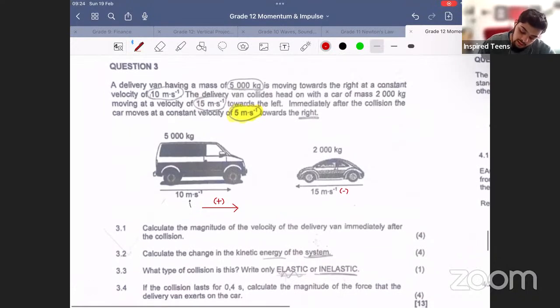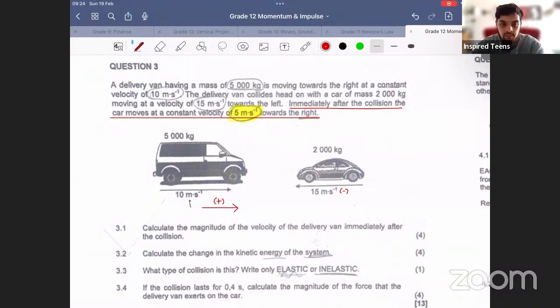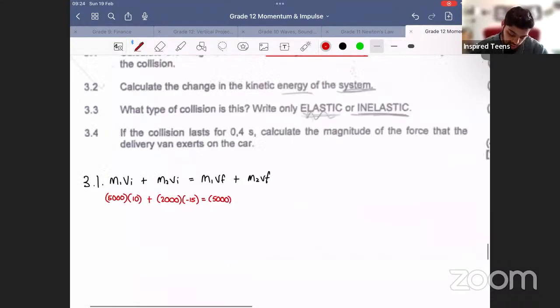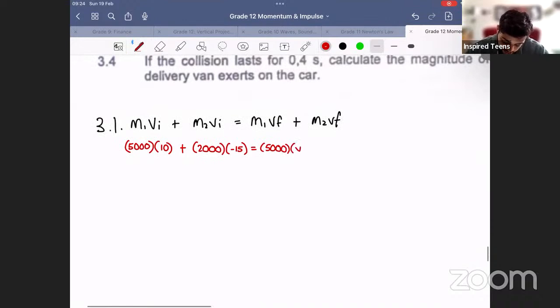So they tell us here, immediately after the collision, the car moves at a constant velocity of 5 meters to the right. So the only final velocity, meaning after collision, that we have is for the car. They actually want us to calculate the velocity of the delivery van immediately after collision, or the final velocity of the delivery van. So we need to know this velocity. So this V final is unknown.